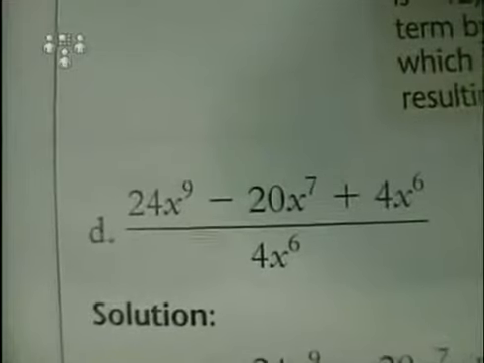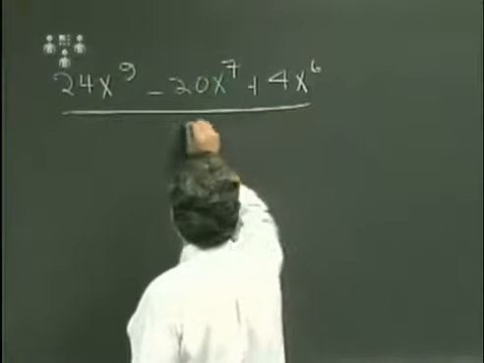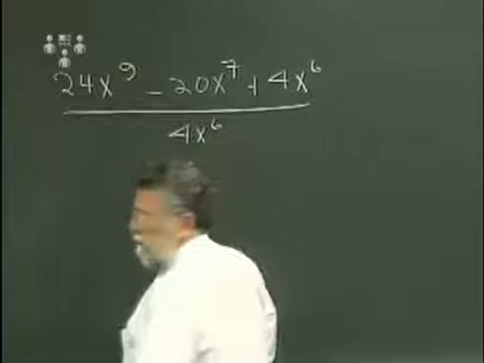Now forget about the denominator for a moment. Just focusing on the numerator. And I'm going to go over here to the side and write this out. So I have 24x to the 9th. And I have a minus 20x to the 7th. And I have a plus 4x to the 6th. Now, technically at this point, it is divided by 4x to the 6th.